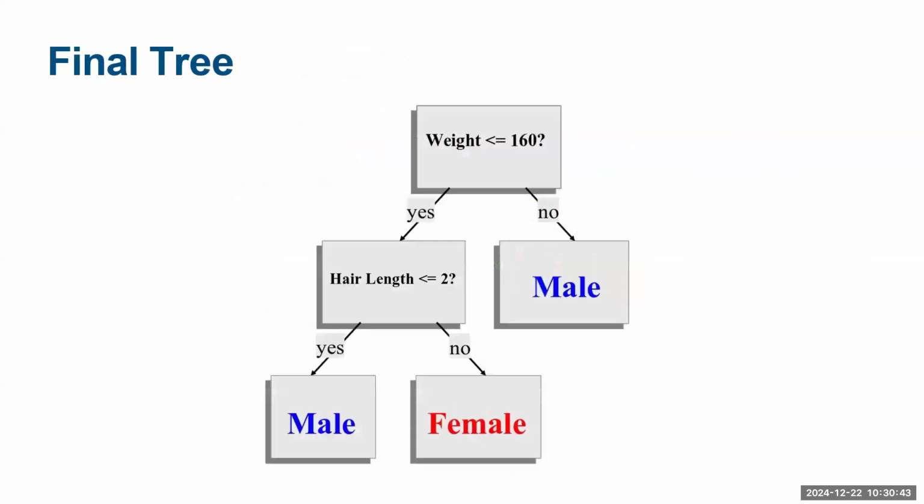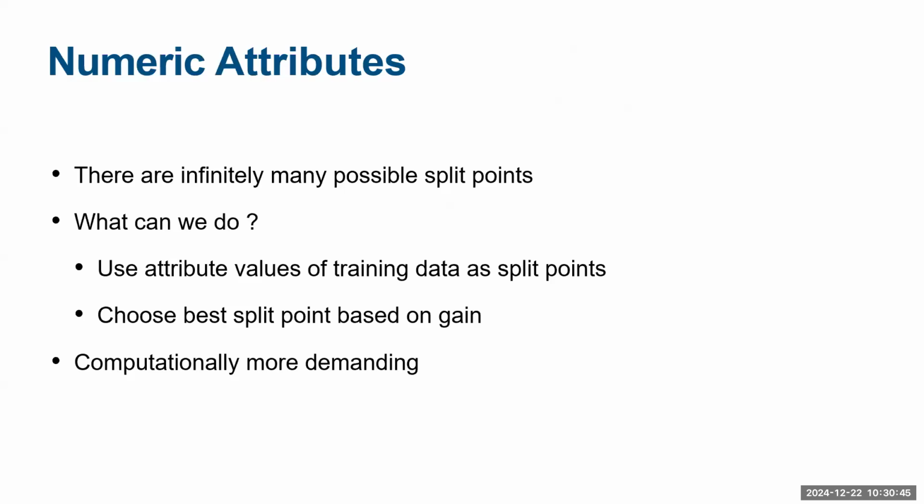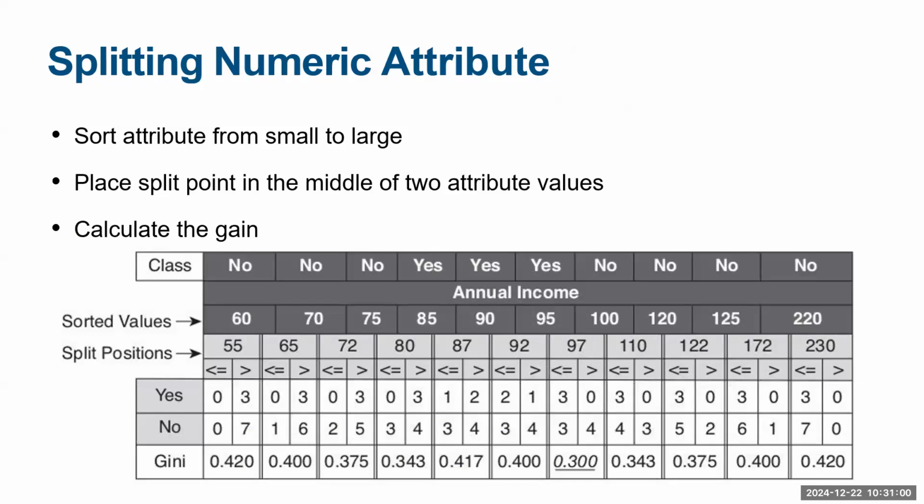Now in C4.5, they try to make the decision smarter. You cannot just pick any number. So what is the strategy for picking on a numeric attribute? The way that they deal with numeric attributes, they look at the column, and then they sort the attribute from small to large.